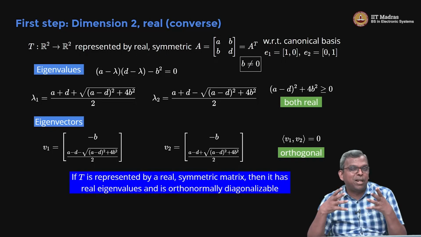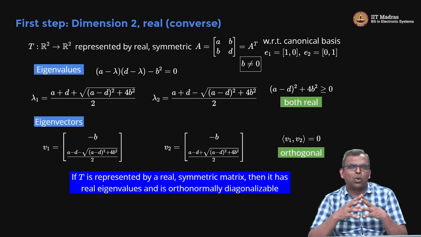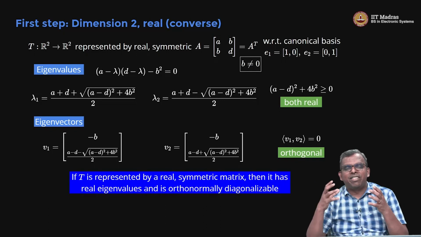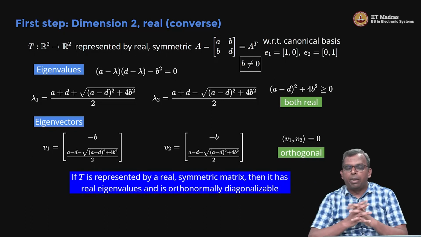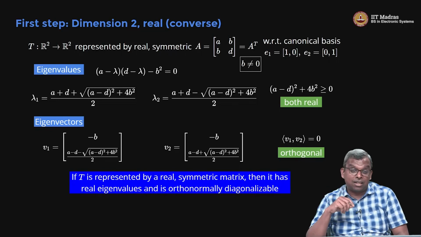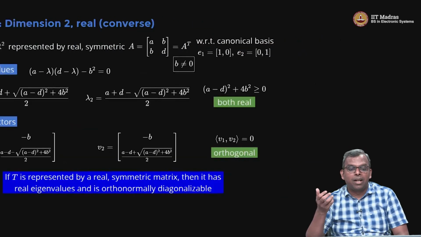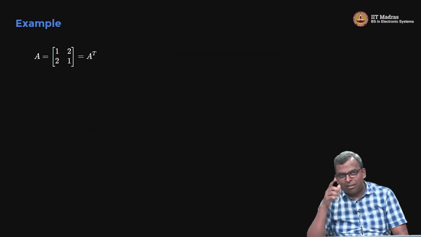Okay, a very simple way to check orthonormal diagonalizability. Diagonalizability itself is a pain to check. Maybe in the 2 by 2 is okay, but in general it's harder to check. But orthonormal diagonalizability is very trivial to check in the 2 by 2 case. Okay, does this extend? Does this property extend beyond 2? It turns out it's true, but we'll come to that later.